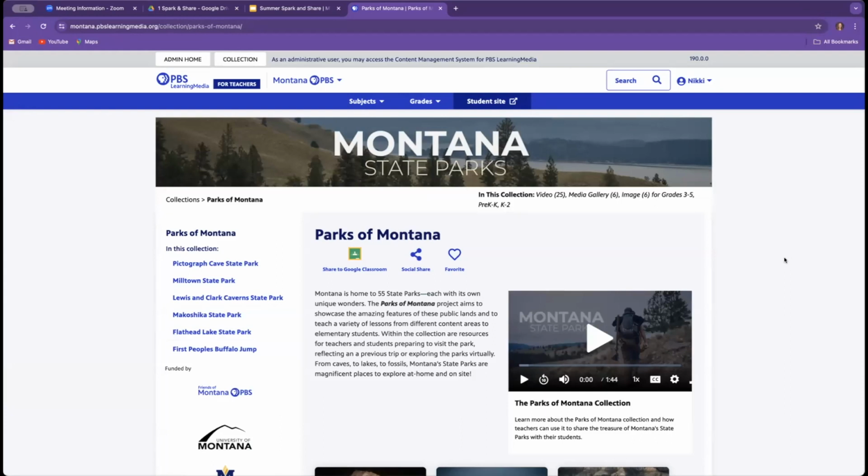We started with Lewis and Clark Caverns right here in Southwest Montana. We added Makoshika out there in Eastern Montana in Glendive. I saw someone from Glendive on the call. And then we also added the Flathead Park, and those were the first 3 that we did. Then we added First Peoples Buffalo Jump over in the Great Falls area. And this year, hot off the presses, just published a week ago, we've newly published Pictograph Cave State Park and Milltown State Park. Those of you in the Billings area probably know about Pictograph Cave. And then Milltown is outside of Missoula.